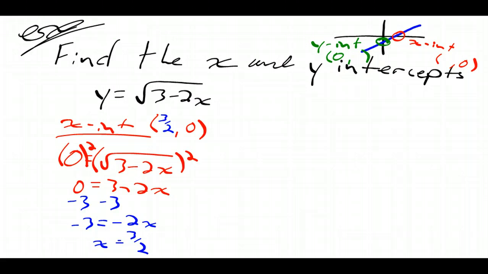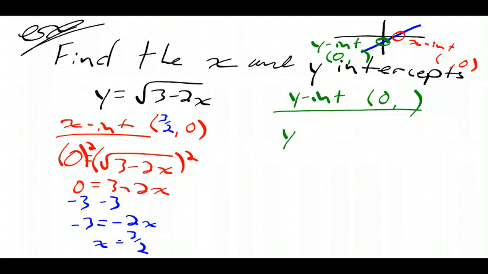There's my x-intercept. Then to get the y-intercept, I know this is 0 comma something. All I need to do is plug in 0 for x so that I have y equals the square root of 3 minus 2 times 0. Well, 2 times 0 is 0, so I have y equals square root of 3. Well, cool, there she is. So 0, square root 3, you can also do 1 point, whatever it is, 1.76 or something like that. That's all you need to do.